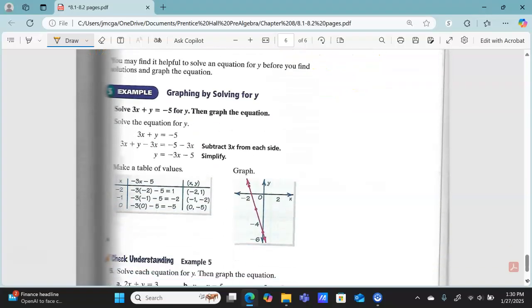And then graphing by solving for y. So we start with this equation, 3x plus y equals -5.